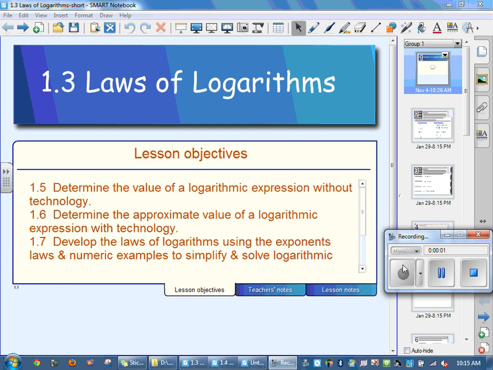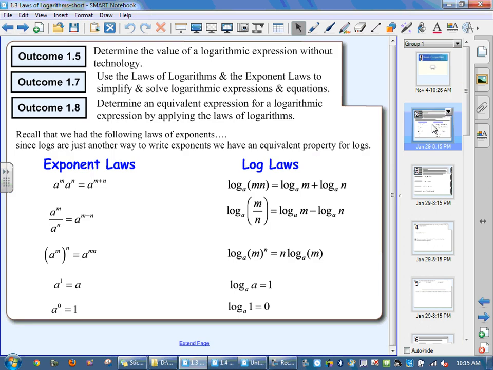1.3 laws of logs. We're going to find out how to solve logarithms and simplify them where we can, without actually using our calculators, by knowing certain rules. So let's see how we do this. First of all, they relate to and do the exact opposite of our exponent laws.